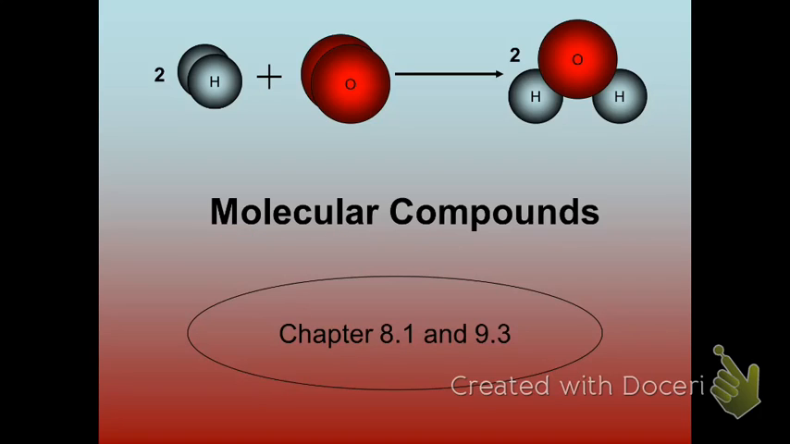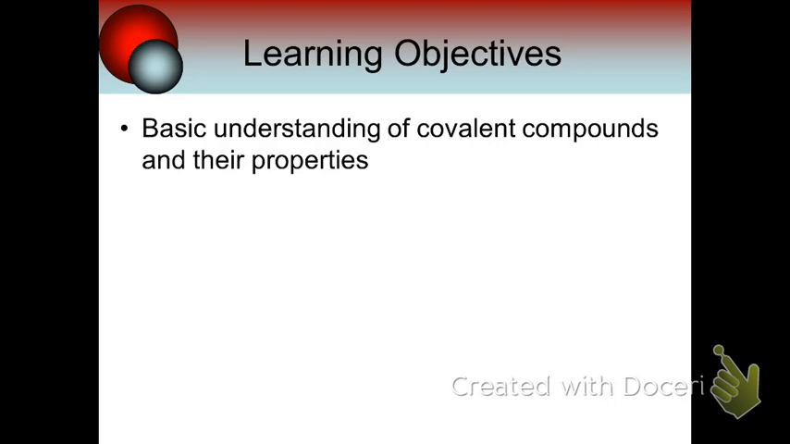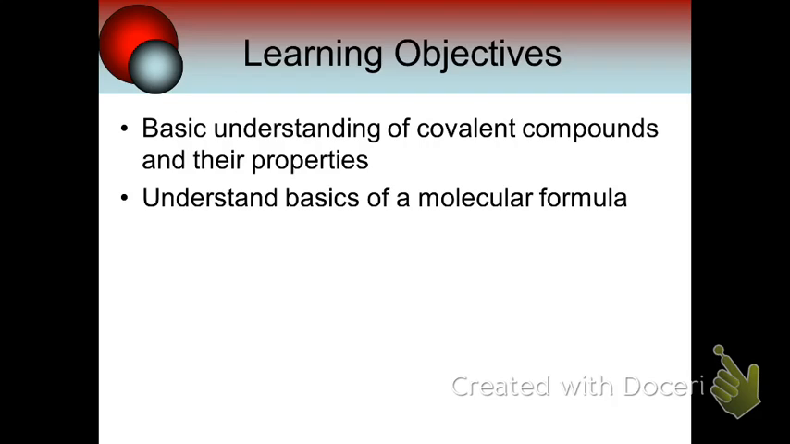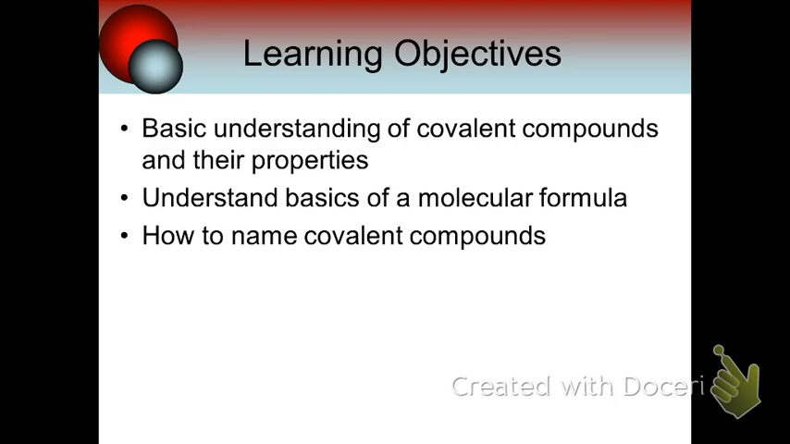So, learning objectives. Number one is a basic understanding of covalent compounds and their properties. Then understand the basics of a molecular formula. For all of you, this is really easy. And the last one is, how can we name these compounds? This is the naming that you guys wish you could have done all along with the other ionic compounds, so this will actually come quite easily to you.